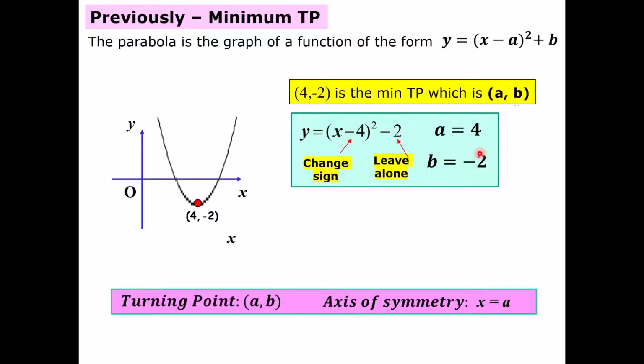And we also discussed that if you know a, you know the axis of symmetry is x equals a. So in this case, a is 4, so our line of symmetry is x equals 4. And this has to be an equation. You can't just write axis of symmetry equals 4. It needs to be an equation, x equals 4. So this was minimum turning points.